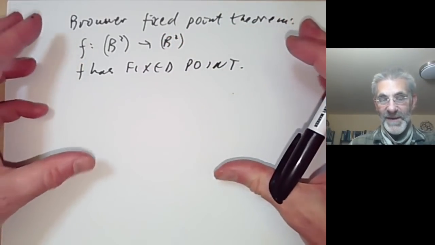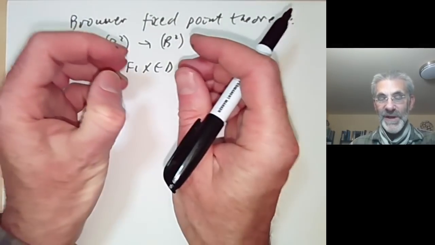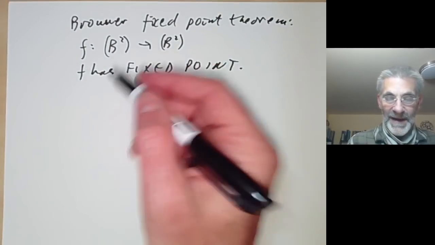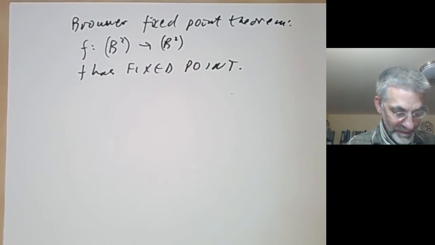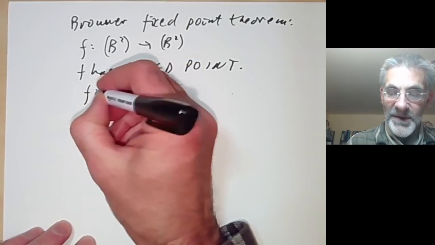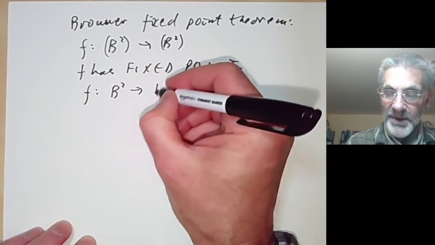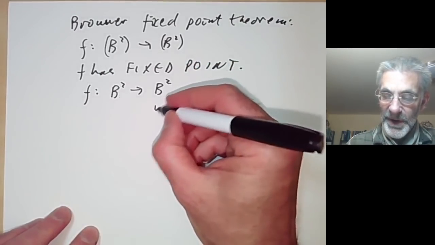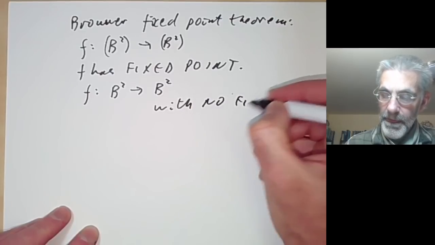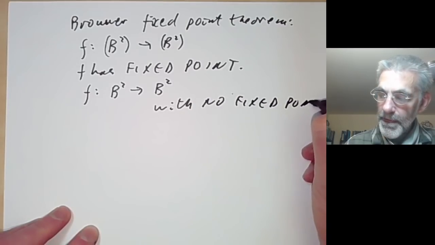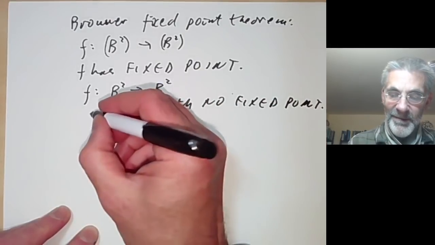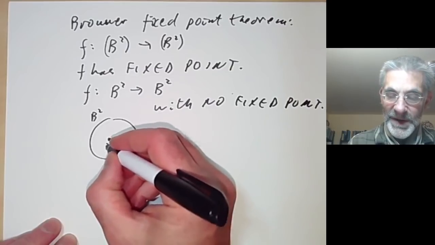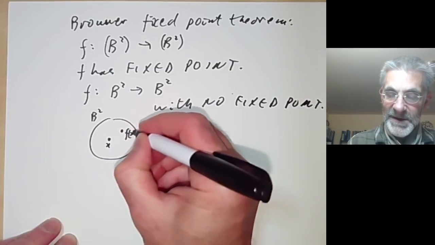In other words, if I take this piece of paper and crumple it up and put it down so that it's above where it used to be, then there's at least one point of the paper that's above where it used to be. And for this, suppose we've got a map from B2 to B2. Suppose it has no fixed point. So if I've got any point x, then f of x is not equal to x.